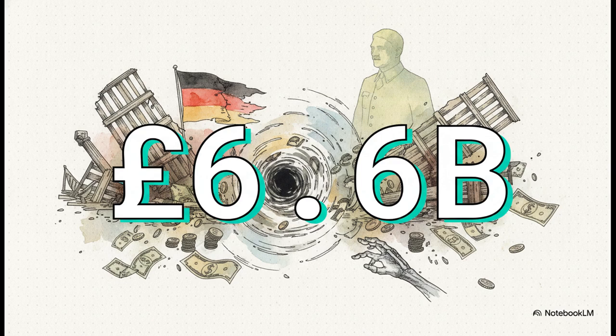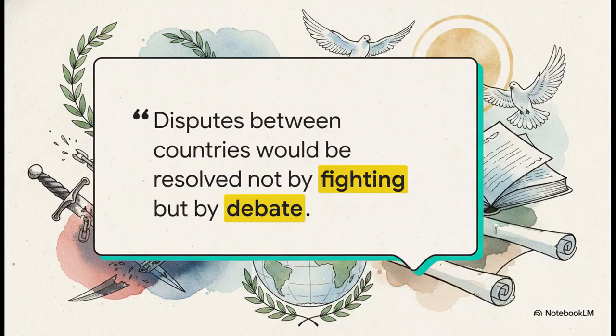And you know what happens when people are that desperate? It creates the perfect breeding ground for extremist politicians like Adolf Hitler, who swept in promising a return to national strength. Now, the world had been promised that this kind of international chaos was over.